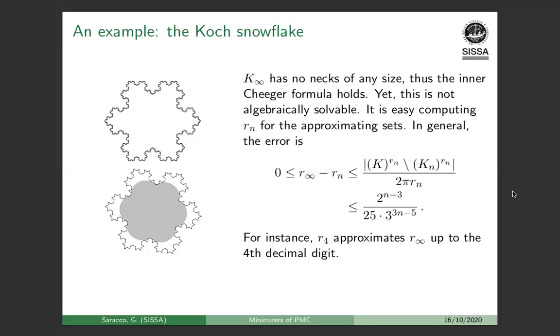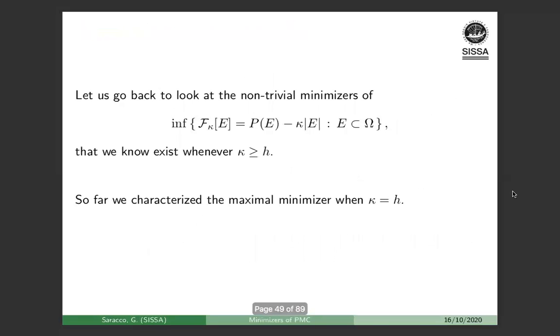Okay, this was more or less what I wanted to tell you about the Cheeger problem. Now we switch back to the prescribed mean curvature problem. Now we somehow know how to compute the constant for a class of sets, which is good, because then for that class of sets, maybe we know for which values of k we have non-trivial minimizers.